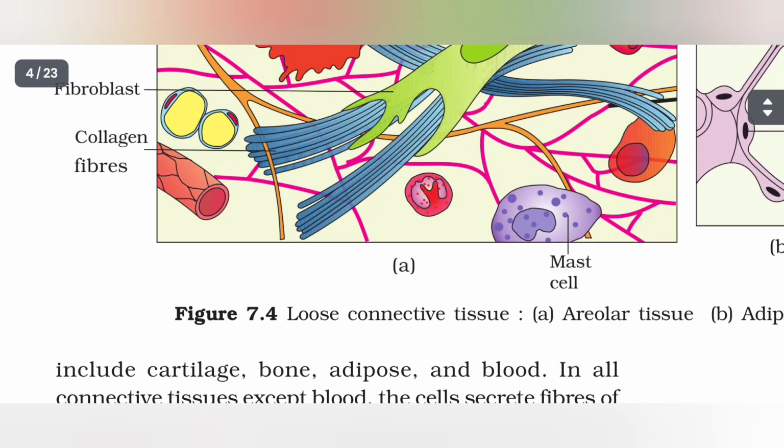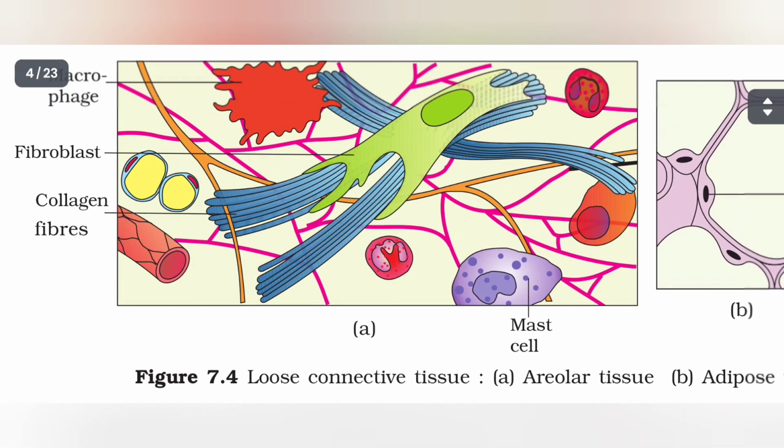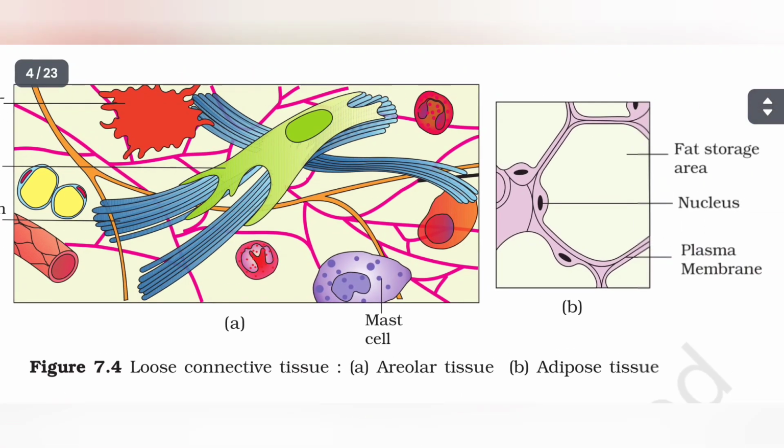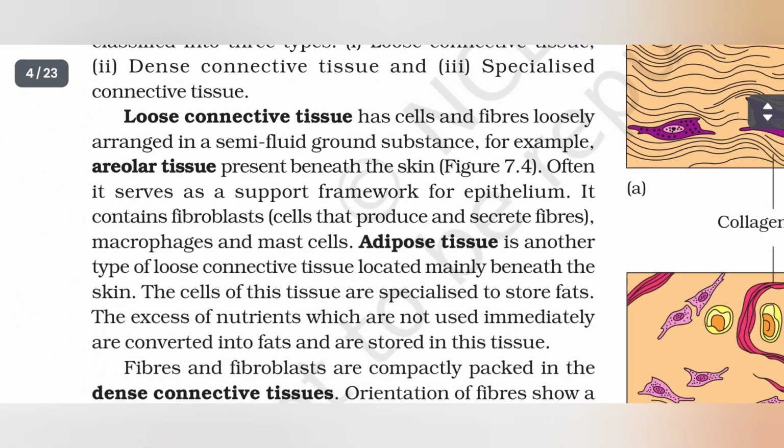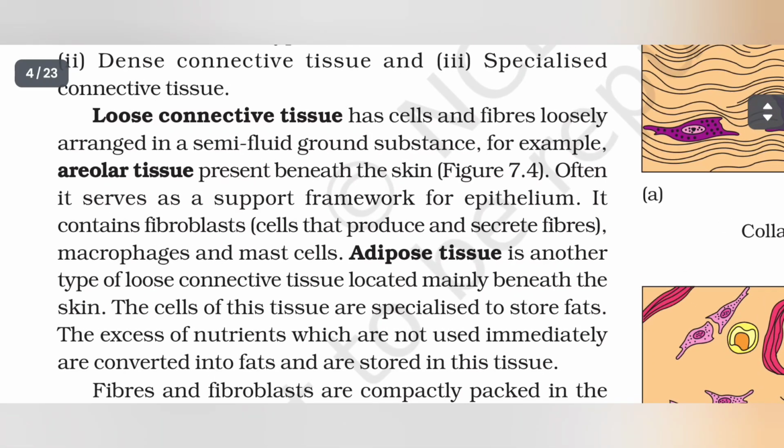These are the examples of loose connective tissue. First is areolar tissue, second is adipose tissue. We will read it here. Loose connective tissue has cells and fibers loosely arranged in a semi-fluid ground substance. For example, areolar tissue present beneath the skin. Often it serves as a support framework for epithelium. It contains fibroblast cells that produce and secrete fibers, macrophages, and mast cells.